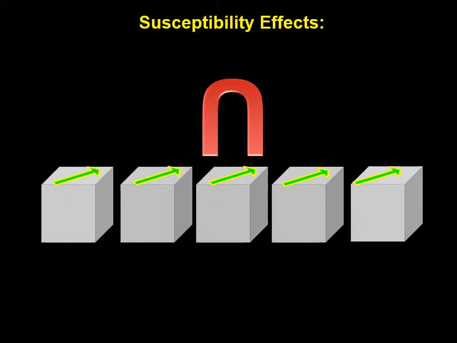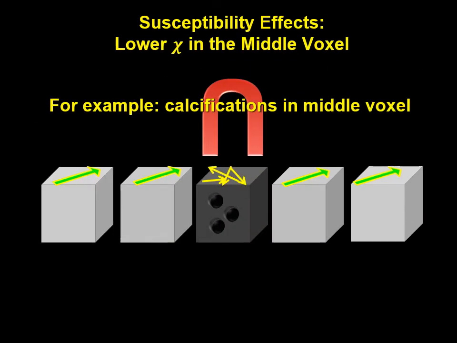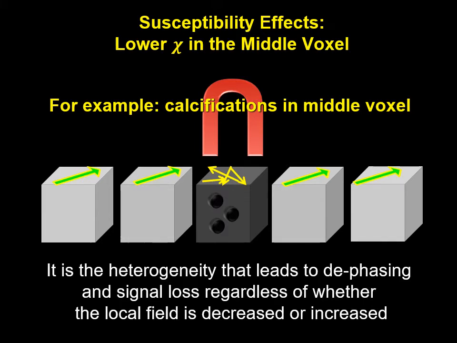Let's look at this graphically. We have 5 voxels separated in space, placed in a magnetic field. We create lower magnetic susceptibility in the middle voxel by placing calcifications in the middle voxel. And this combined effect of diamagnetism, lowering magnetic susceptibility, and the dephasing due to the presence of the calcium particles ends up causing the voxel in the middle to be darker than the peripheral voxels. It is the heterogeneity that is the dominant effect leading to the dephasing and the signal loss, regardless of whether the local field in that middle voxel is decreased or increased.